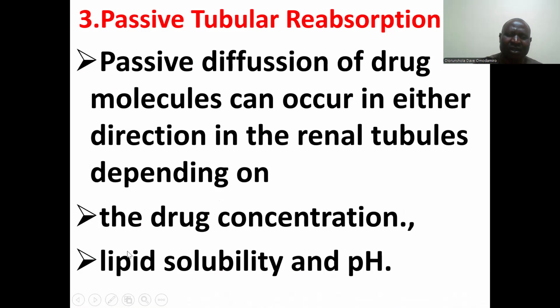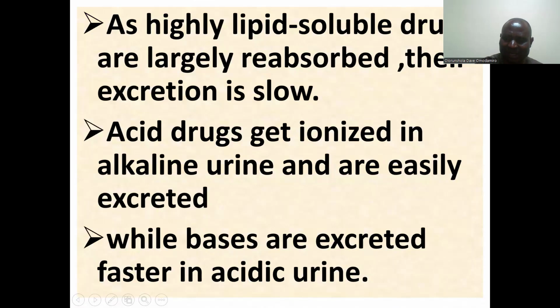the general circulation. Also, this can happen if the drug that has been filtered is lipid soluble. Of course, you need lipid solubility to be able to go through the biological membrane, to be able to go back into general circulation. Of course, the pH is also important, because once the drug is in its unionized form, it will be able to diffuse. Or if it is in its ionized form, it will not be able to diffuse at all.